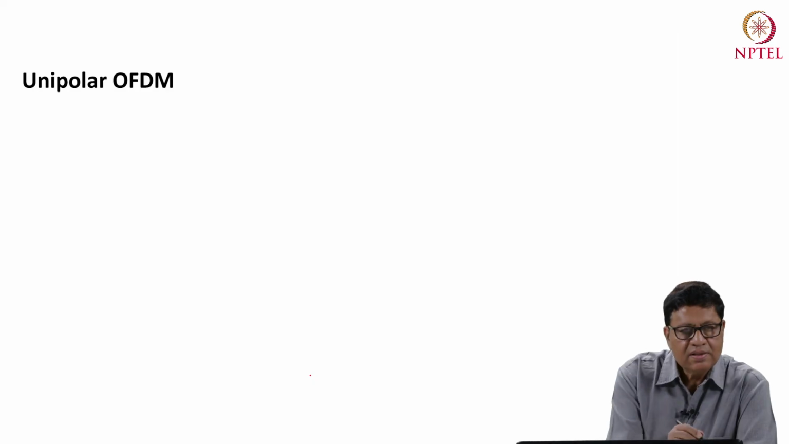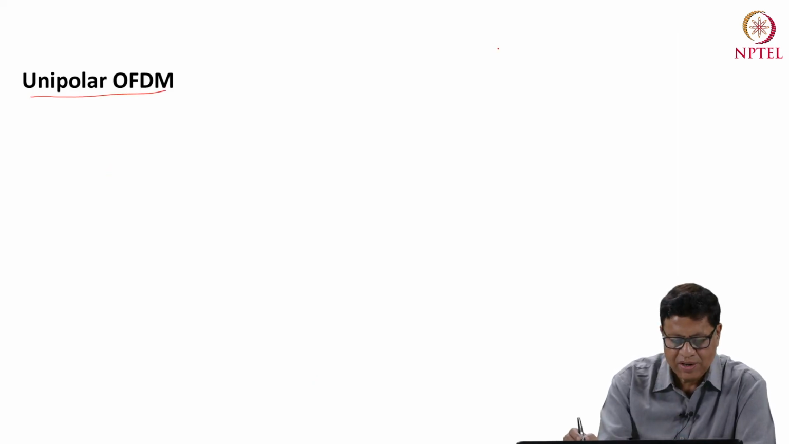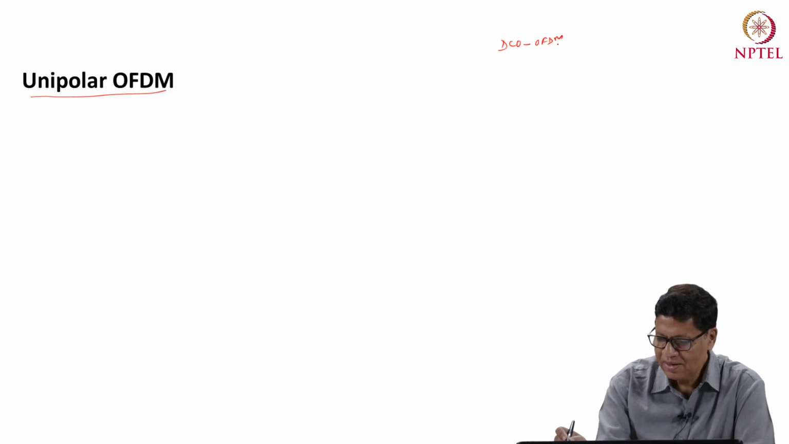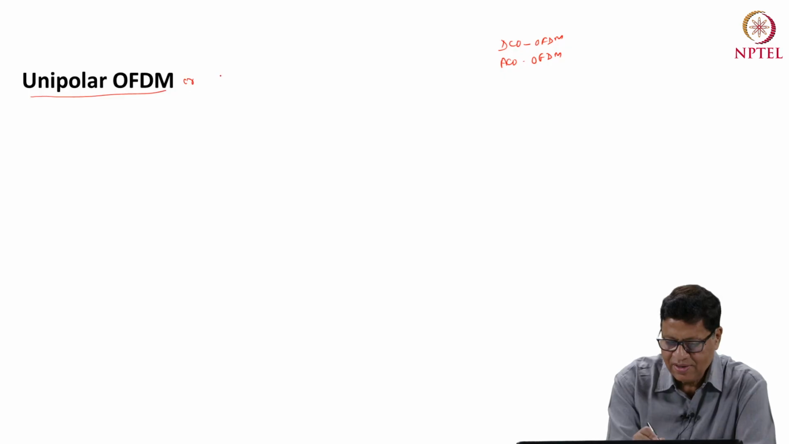So there is another type of OFDM technique apart from DCO and ACO, which is called unipolar OFDM. So we have studied DCO-OFDM and ACO-OFDM. There is another, which is called unipolar, or it is also called flip OFDM.